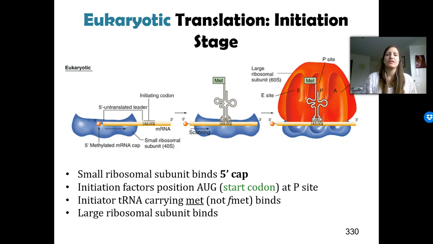So the major differences being that in prokaryotes, you have the Shine-Dalgarno sequence. That's what helps mRNA bind to that small subunit. Whereas in eukaryotes, you have this 5' cap. Eukaryotes also have regular methionine, whereas prokaryotes have this F-methionine, or this modified methionine.